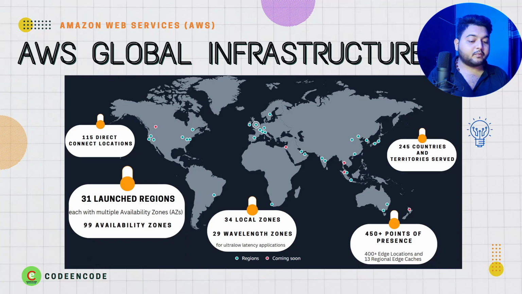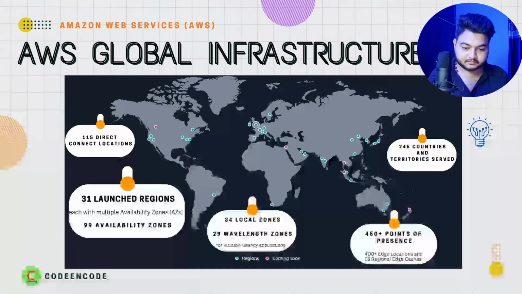Now there are 450 points of presence where AWS is quite active. AWS data centers are quite active. Then AWS is distributed over 245 countries and territories served as of now.